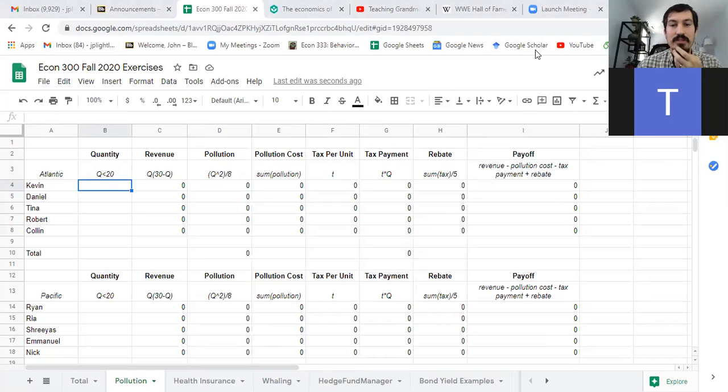I don't want to stop sharing now, just because I want you to be able to see these formulas. The formula for revenue and the formula for pollution is important. You should think of your payoff as being column C minus column E, okay? The revenue minus E, the pollution cost.